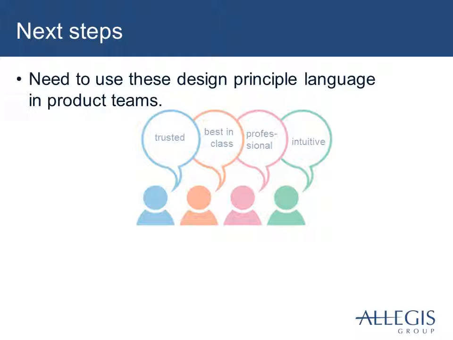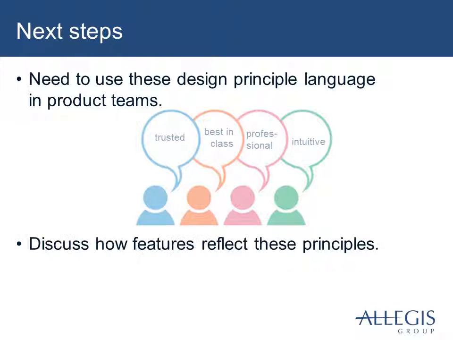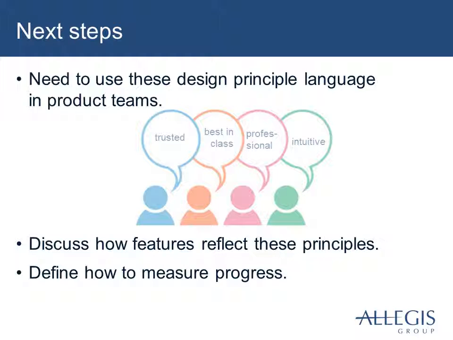So the challenge that we have here is we've come up with these terms, and we've defined these terms, but really what the next steps are a few things. Number one, the challenge is that I think we need to use the design principle language on each product team to really kind of check ourselves as we get into the weeds and we're developing things, saying, okay, what does it mean for this feature to be professional, trusted? What do these things mean? And kind of ensuring that we all understand what it means. And how can we measure our progress to make sure?